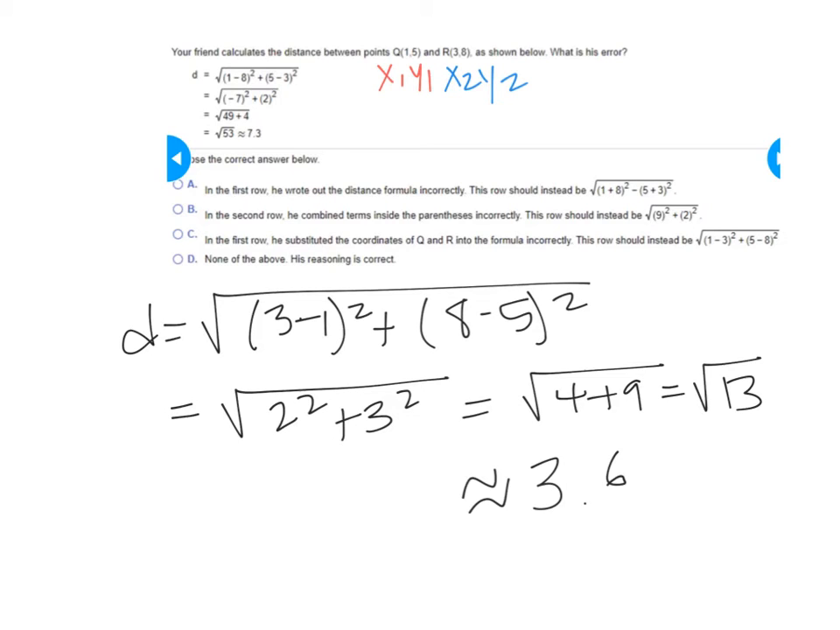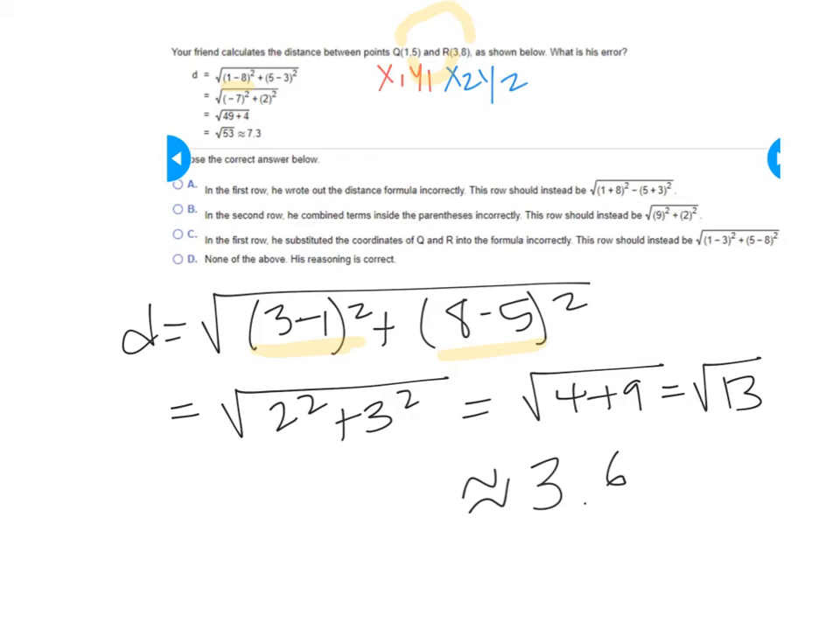The question is, what's the mistake? Well, gosh, it's right there in the very beginning. Maybe I didn't have to do all that work. 3 minus 1 and 8 minus 5 is what I'm looking for, and they've got 1 minus 8. So they did the x here and the y here, and then 5 minus 3, they did the 5 and the 3, the x, the y there and the x there. So in the first step, he wrote the distance formula out incorrectly.